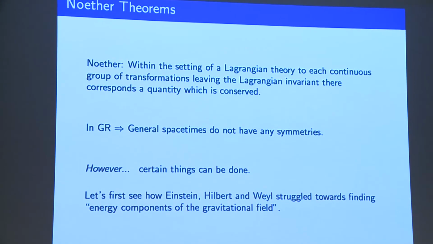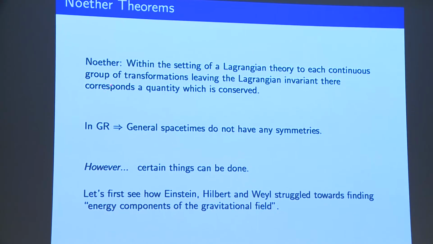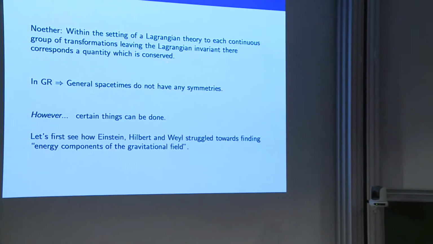So Noether's theorem, if you think of it a little bit more in a generalized way, well, what are we looking for? Within some setting of a Lagrangian theory, we always look for a continuous group of diffeomorphic transformations which leave the Lagrangian invariant, right? So to such an object, we have then a quantity which is conserved.